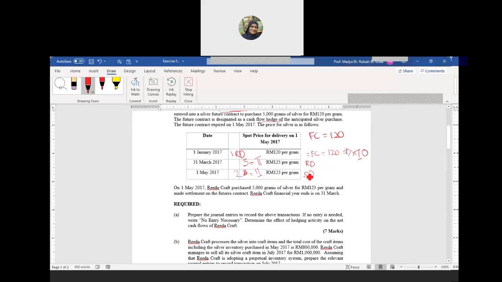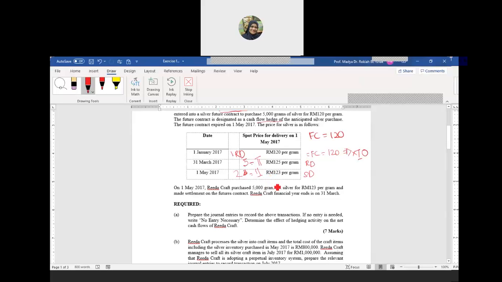So you need to prepare three journal entries at the three different dates. One is on 1st of January, the initial recognition date. Then on 31st March, when there is an increase in value. The other one is on 1st of May, when you have the reduction in value.